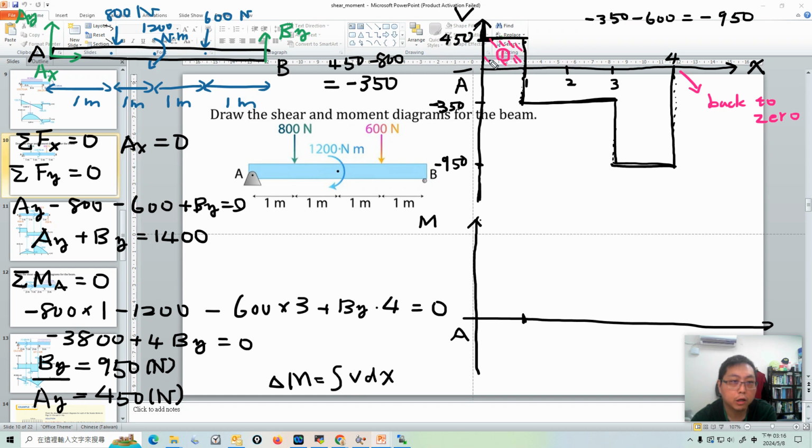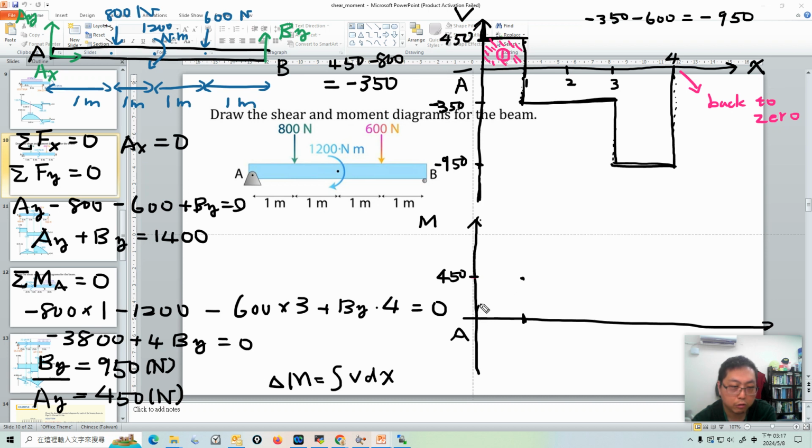The area here is 450 times 1. The change of the moment equals the area under the shear diagram, so the area of this part from 0 to 1 is 450. That means the moment changes from 0 to 450.